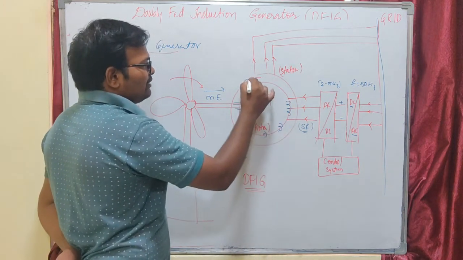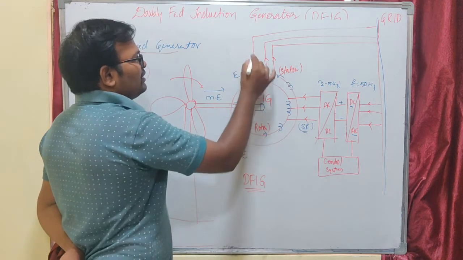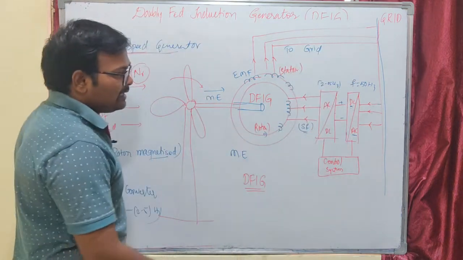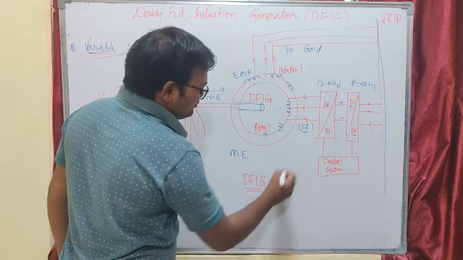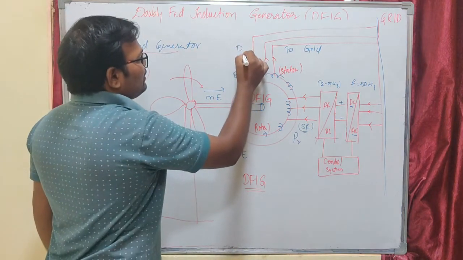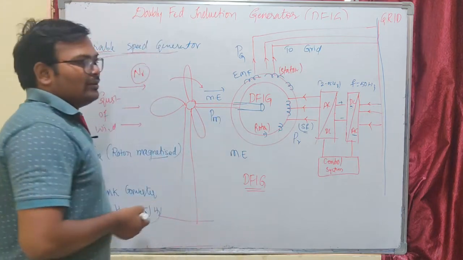This excitation will link with the stator conductors that will induce EMF. Okay, that EMF is fed to our grid. So we are taking some power from the grid. Let us assume PR is the rotor input power and PG is the grid power. And this is my mechanical power. So these are the 3 powers.